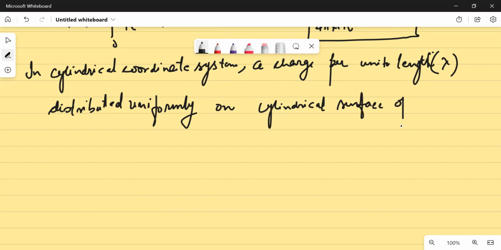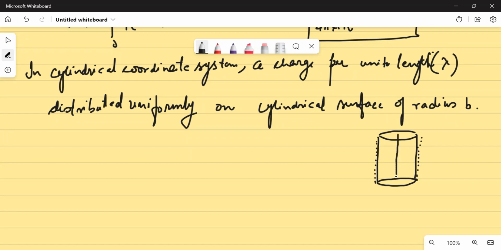Cylindrical surface of, let's say, some different radius, small r, then let's say take b. Okay, radius b. So now, instead of charge, I'm saying find me the charge per unit length. So let's say this is your cylinder. Your entire charge is distributed on the surface.